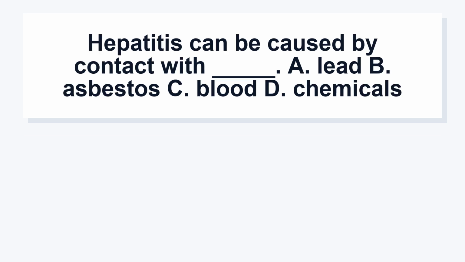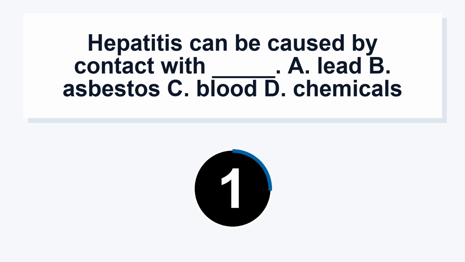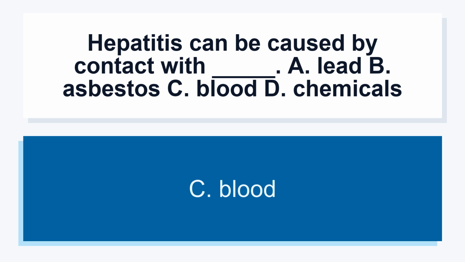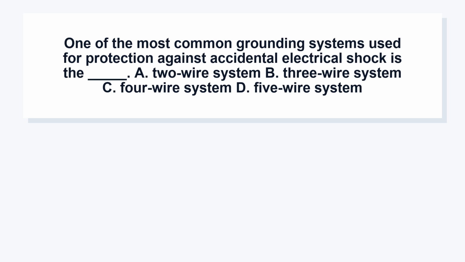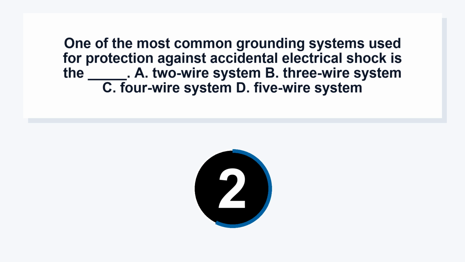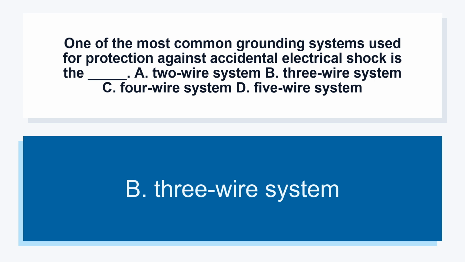Hepatitis can be caused by contact with blank. A, lead. B, asbestos. C, blood. D, chemicals. C, blood. One of the most common grounding systems used for protection against accidental electrical shock is the blank. A, 2-wire system. B, 3-wire system. C, 4-wire system. D, 5-wire system. B, 3-wire system.